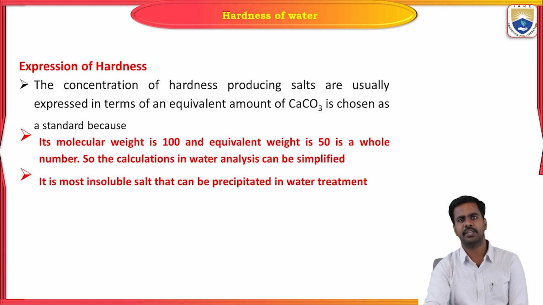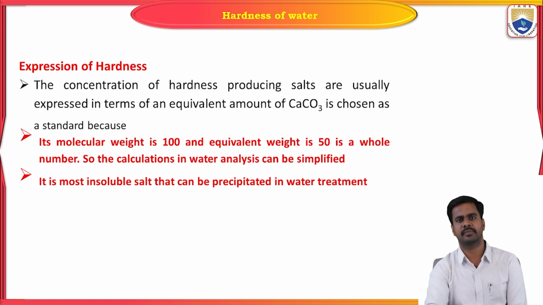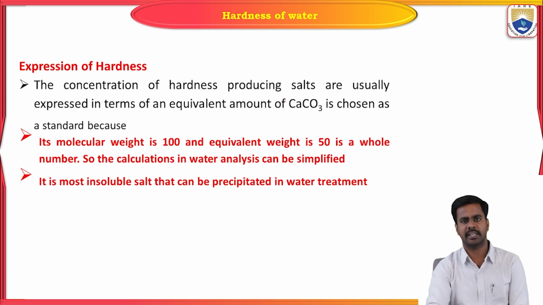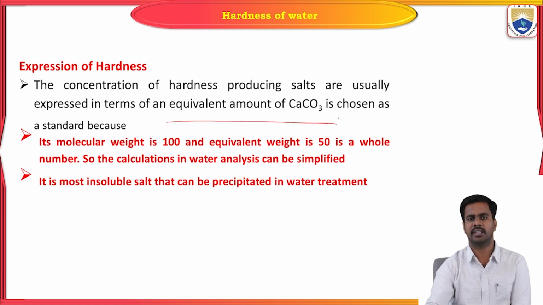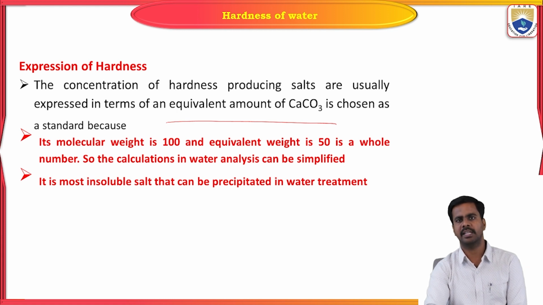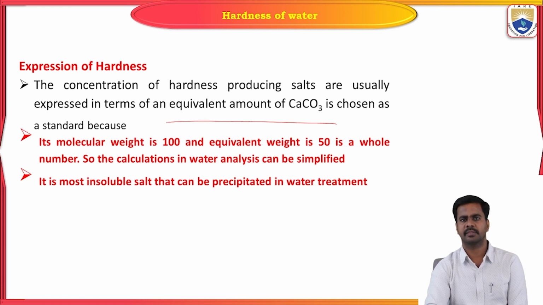Now, expression of hardness. How can we express hardness? The concentration of hardness producing salts is usually expressed in terms of equivalent amount of calcium carbonate, which is chosen as a standard. So why should we choose calcium carbonate to express hardness?